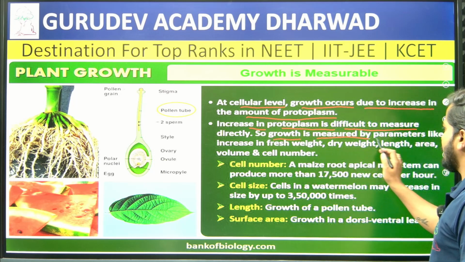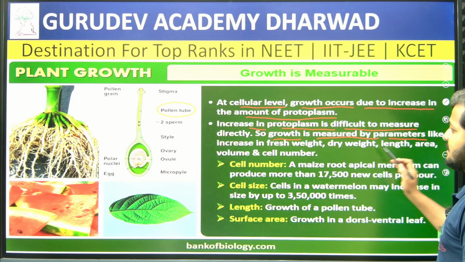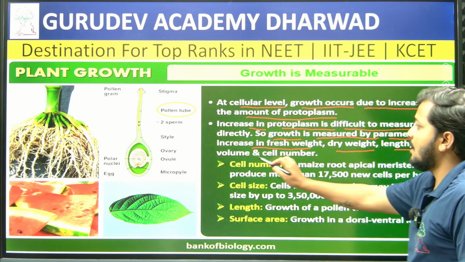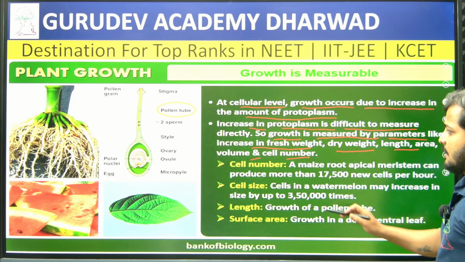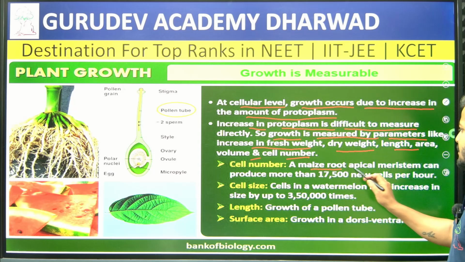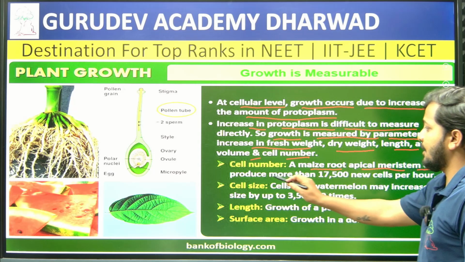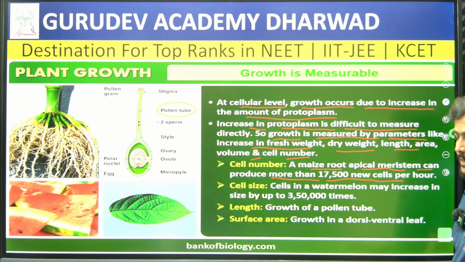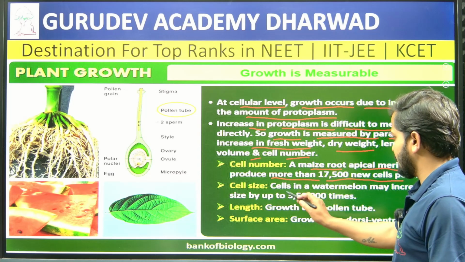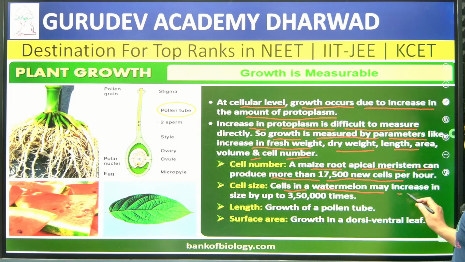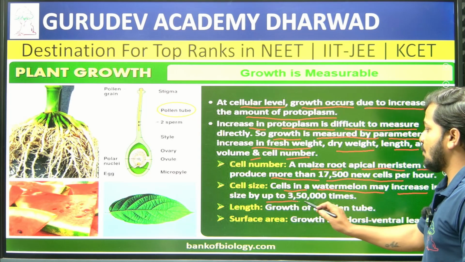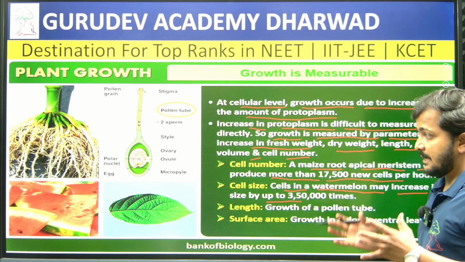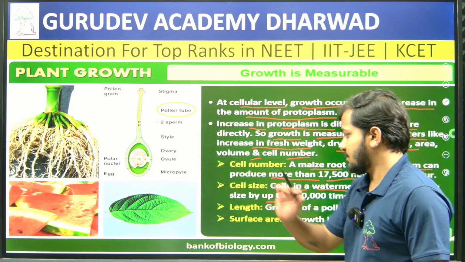So growth is measured by means of parameters like increase in fresh weight, dry weight, length, area, volume and cell number, right. So cell number, if we take the maize root apical meristems, can produce more than 17,500 new cells per hour, right. With respect to size, if you consider cell size in watermelon, it may increase in size up to 3,50,000 times.